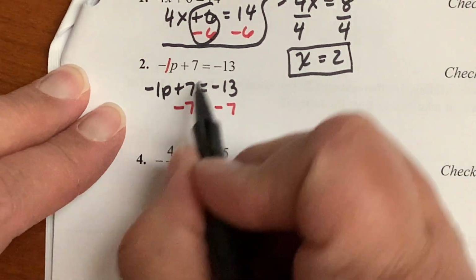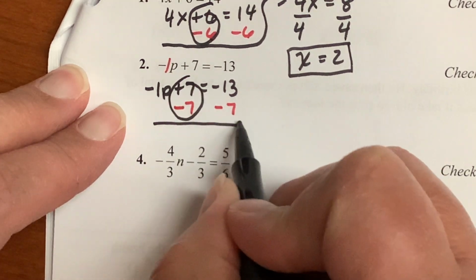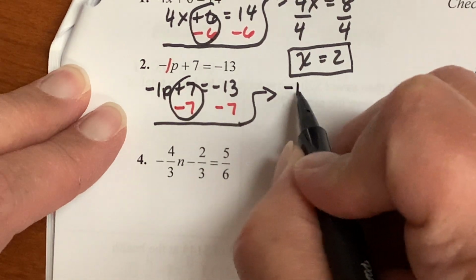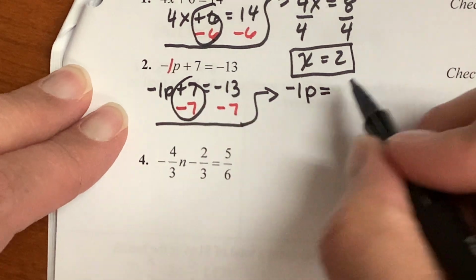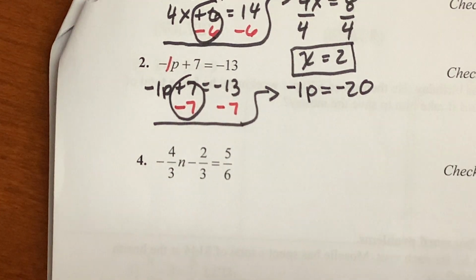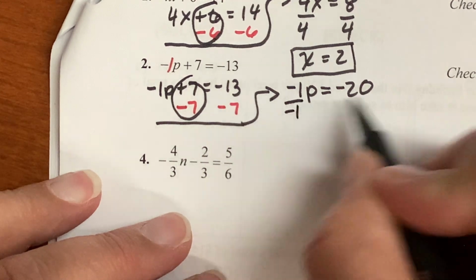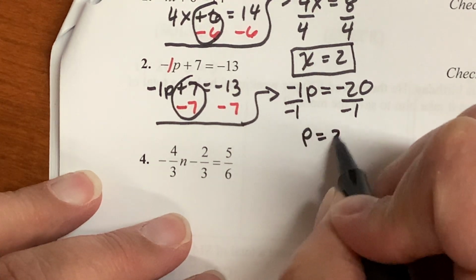Let's see, negative 1p plus 7 minus 7 is, oh, I'm going to come right up here and do that same thing I did before. Negative 1p equals negative 13 minus 7 is negative 20. Now, that negative 1p means I have to divide by negative 1. Divide by negative 1, divide by negative 1, and I get p equals 20.